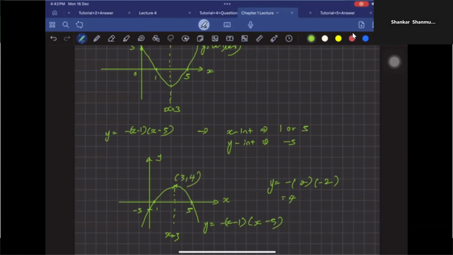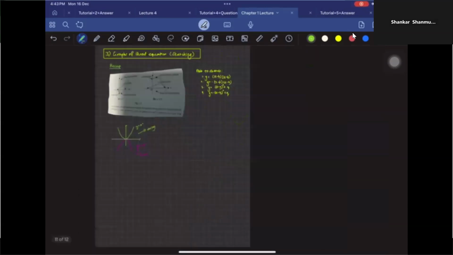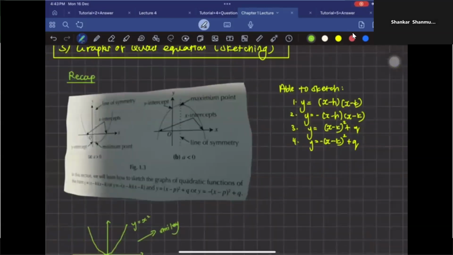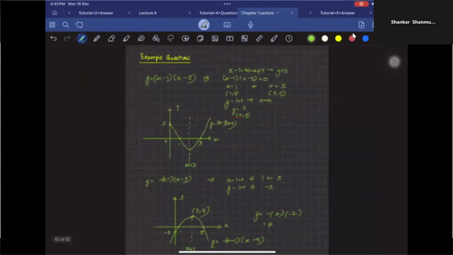Okay. So this covers the first two question types, question 1 and question 2. So you should be able to do after this. Now let's move on to the next two question types.